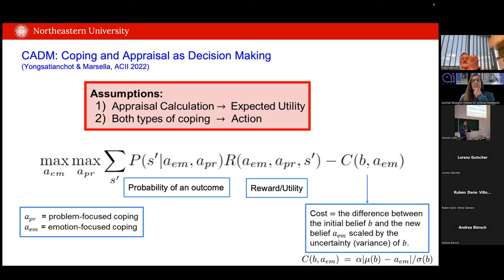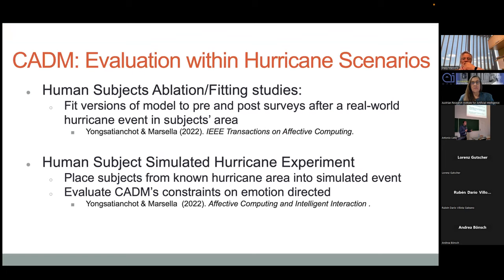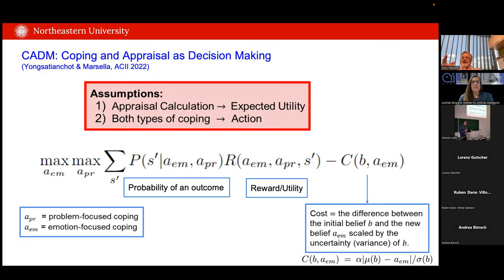Now this works because in the example I'm about to show you, these beliefs are numeric. So we can actually do this calculation, right? As we'll show, it's going to be things like depth of flooding, for example. So there's actually a numeric difference we can calculate. So now what this is telling us is that any kind of decision, if we're just looking at emotion-focused coping, any utility benefit from the emotion-focused coping is offset by the cost of making that change in belief.